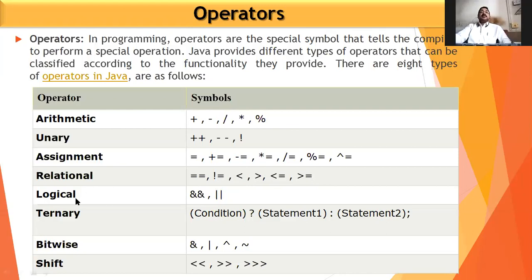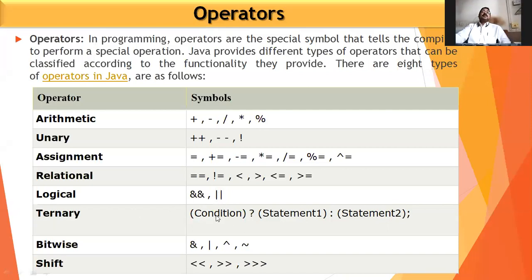The next is logical. So the logical operators are double ampersand and double vertical bar. Double ampersand is used for and, double vertical bar is used for or. So these are very important logical operators in Java.